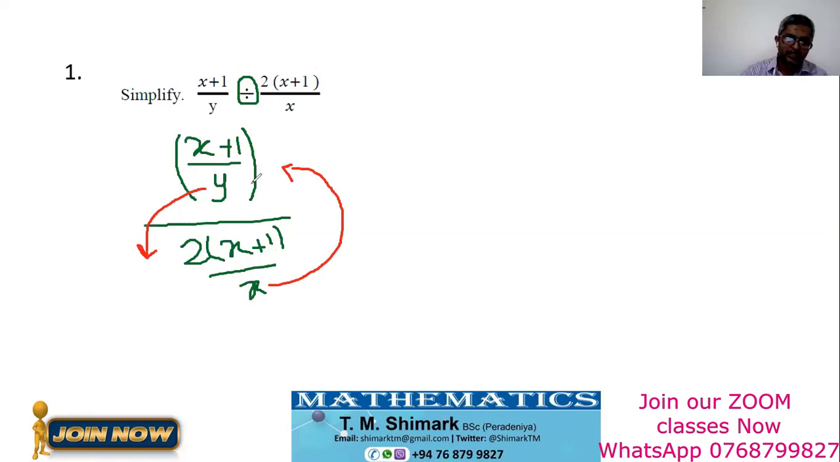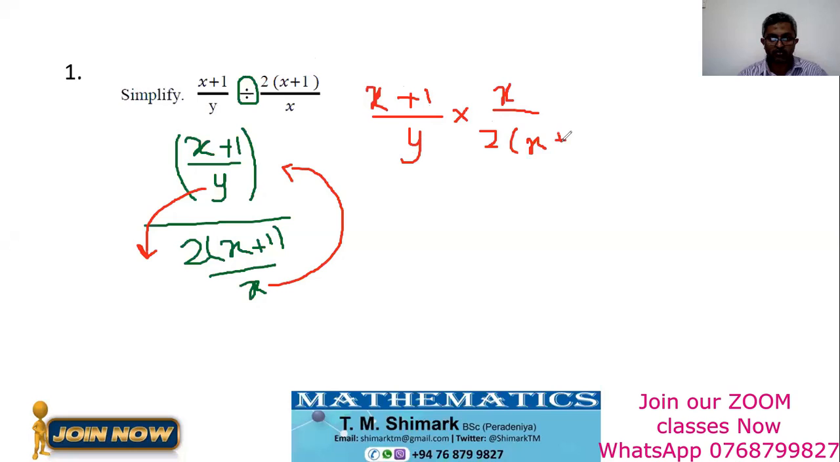If you want to make it easy, if you have a division like this, where a full thing is divided, not part of it, you change the division sign into a multiplication sign, then you swap the denominator and numerator. That's all, as simple as that. So 2 into x plus 1 here also. So it's very simple for me now, it's not difficult. So x plus 1 I can cancel. The answer will be x by 2y. That's all the answer is.